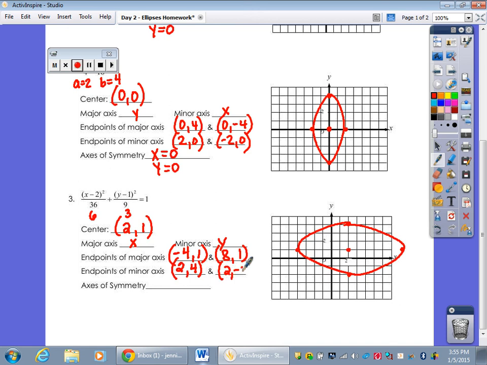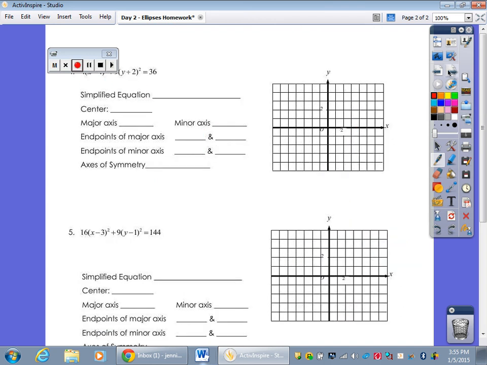Now your axes of symmetry, you got two of them. You have x equal to 2, that's because of the x coordinate right there, and y equal to 1. So if I were to fold this in half, I would fold it in half this way at x equals 2, or this way at y equals 1.